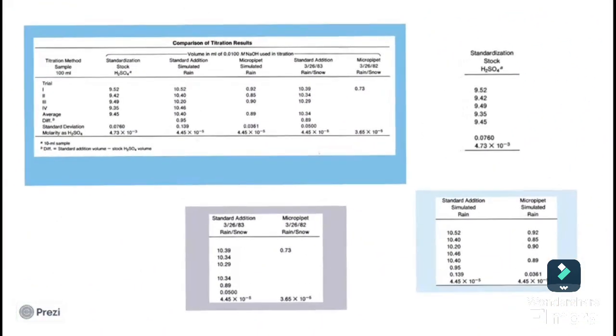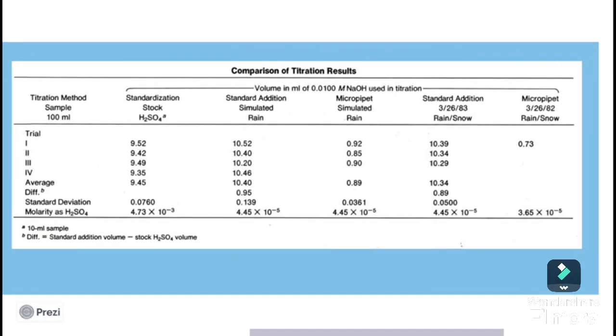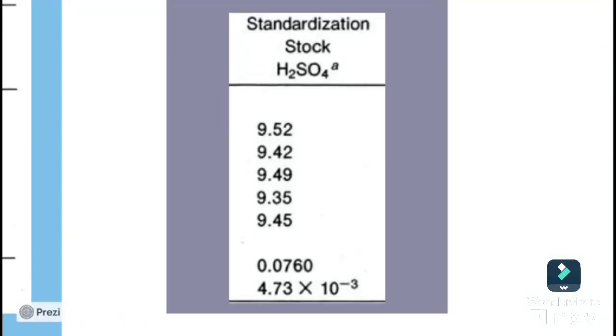Analysis and results. In the first column, corresponding to the standardization of sulfuric acid, the volumes of sodium hydroxide used range from 9.35 to 9.52 milliliters, with an average of 9.45 milliliters. These results are used as a reference point for the following titrations.